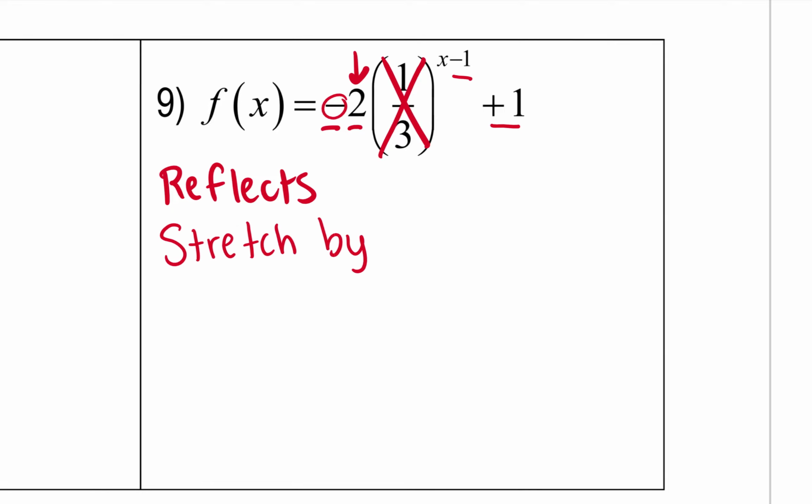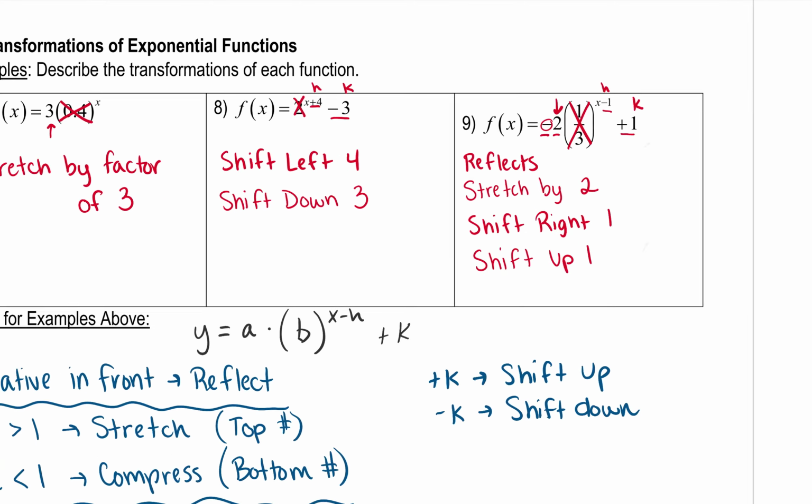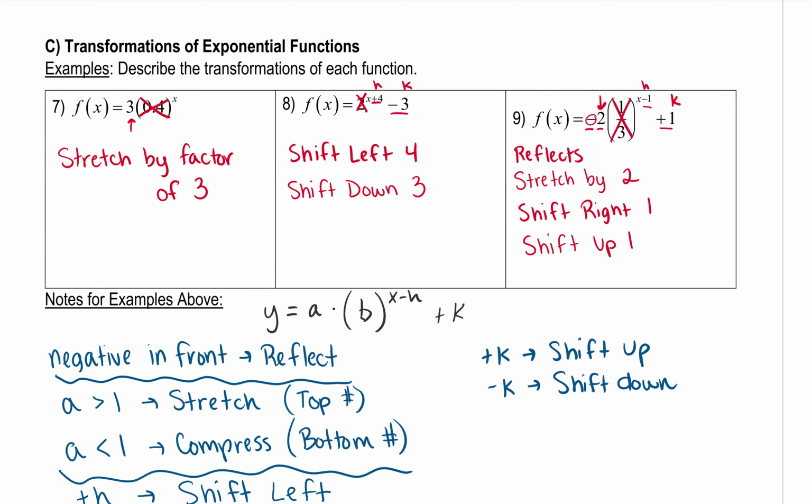Then of course it would stretch by 2. Or if you want to do stretch by a factor of 2, same thing. All right, then I have h, I have k. So if I subtract h, I shift right 1. And then plus 1, I shift up 1. And that's basic transformations. Now, it's the same as last chapter. It's the same as every chapter because transformations are always the same. So hopefully you've gotten kind of used to these, and these are getting a little easier.